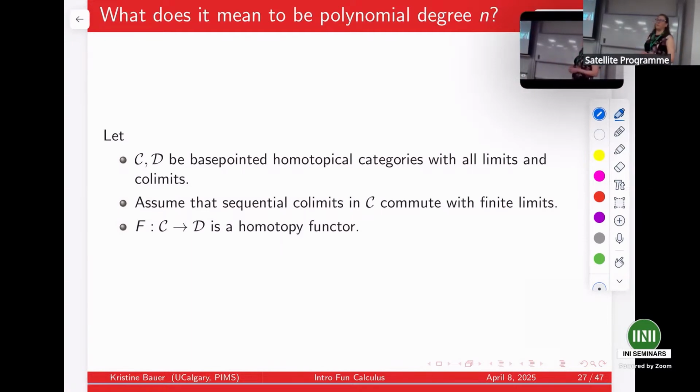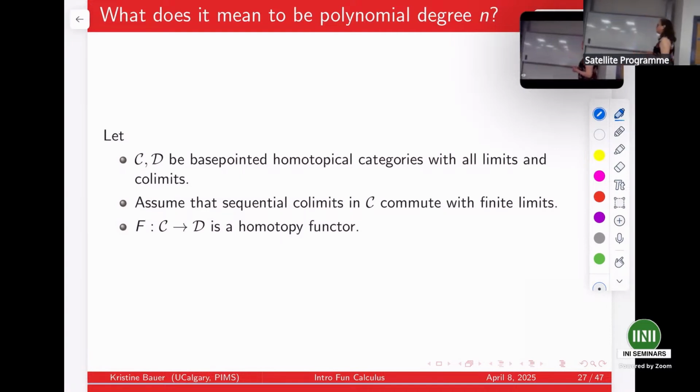And then I had homotopy functors. We want to assume that sequential colimits in C commute with finite limits. Some of you know that hypothesis by a nickname called differentiable. It's the same thing, I'm just not going to use the word. And then I want to have a homotopy functor.